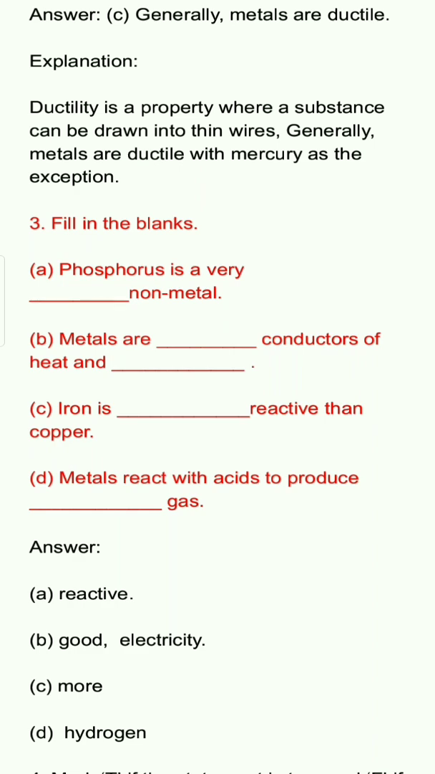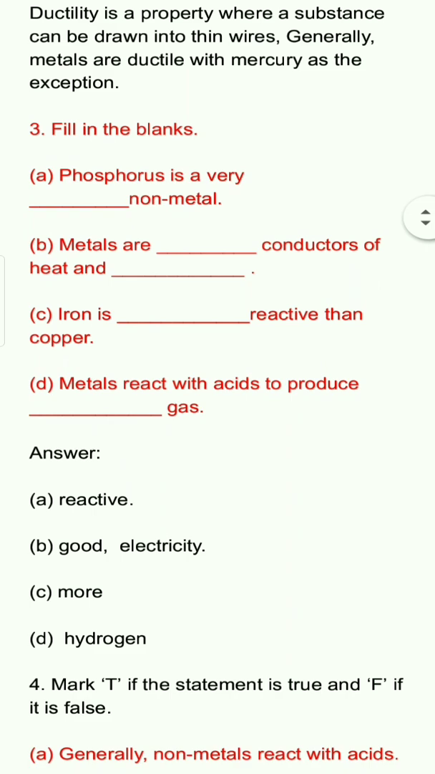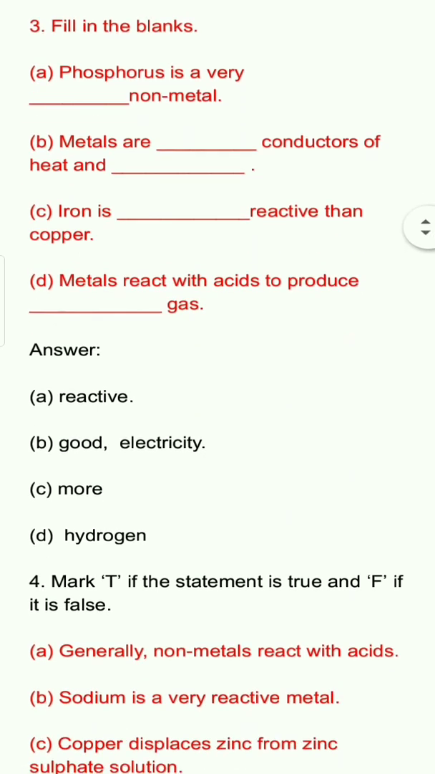Question 3. A. Phosphorus is a very dash non-metal. Answer: reactive. B. Metals are dash conductors of heat and dash. Metals are good conductors of heat and electricity. C. Iron is dash reactive than copper. Answer: more reactive than copper. D. Metal reacts with acids to produce dash gas. Answer: hydrogen gas.